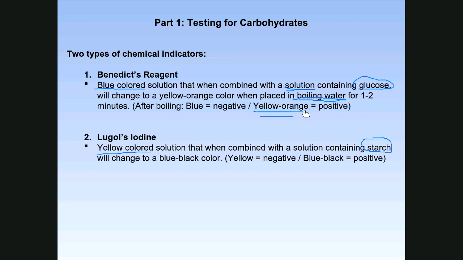So you could tell. However, if you ever add Benedict's to a solution that doesn't have glucose in it, after you place that mixture of the solution you're testing and Benedict's reagent in boiling water for 1 to 2 minutes, the solution will stay the color of Benedict's blue. So you know it's negative. So we'll get into the positive and negative control test.